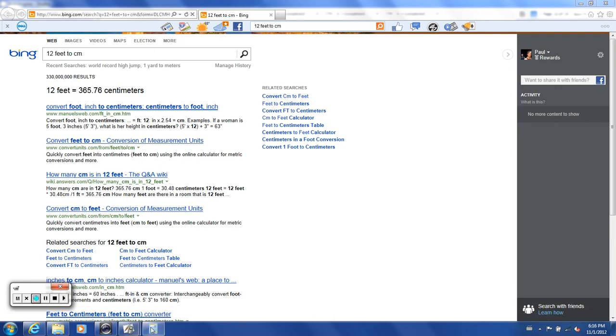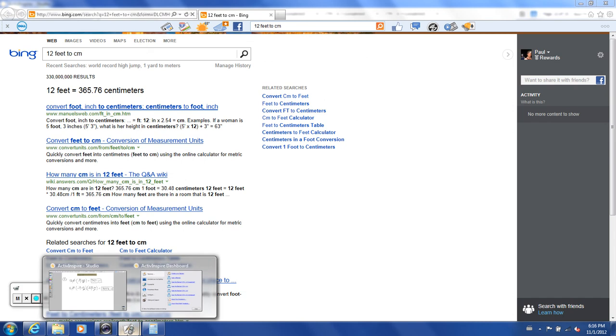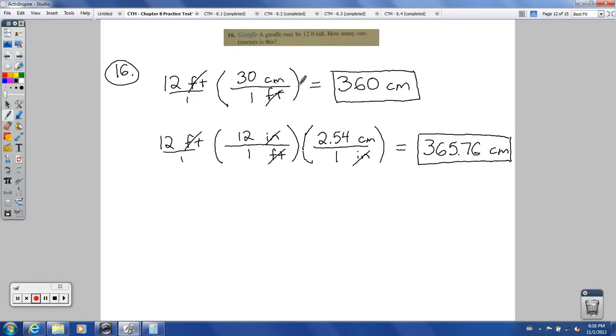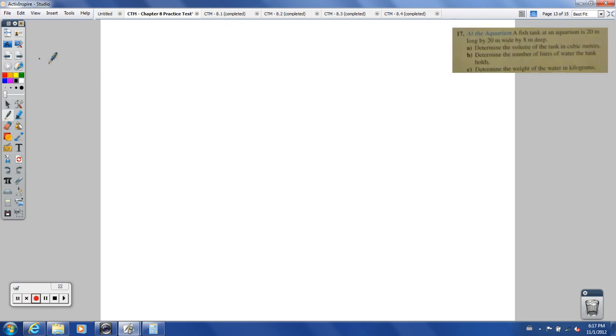So this idea that 2.54 centimeters was 1 inch, that approximation was better than 30 centimeters to 1 foot. So this is the better answer, but this is pretty good too. It just depends on which conversion you're using. But the better answer again was this one. And then the final one, I believe, there's two more actually. Yeah, there's two more. So second to last one.